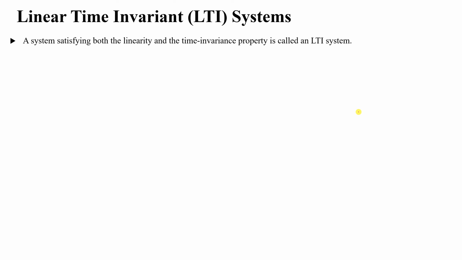Linear time invariant systems are systems that satisfy both the linearity and the time invariance property. In this case, it is called an LTI system. Yeah, what does it even mean? Linearity means that a linear system has two properties: superposition and homogeneity. So what exactly are these two?